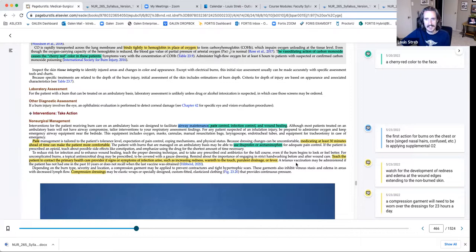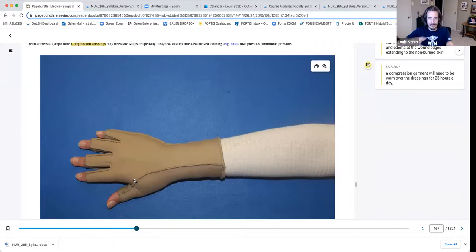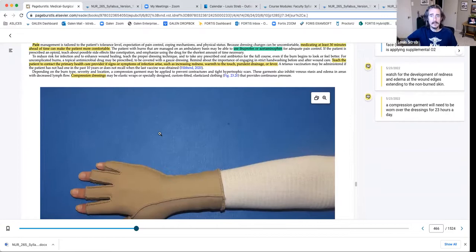Compression dressing is the last thing I'm going to talk about here. When you get those severe burns, they're going to give you a compression dressing. I know you've seen people like this after burns, where they have the gloves on with the fingers out. They have the face piece on as well. It does multiple things. It helps with lymphatic drainage, right? So these garments, they're supposed to do what?